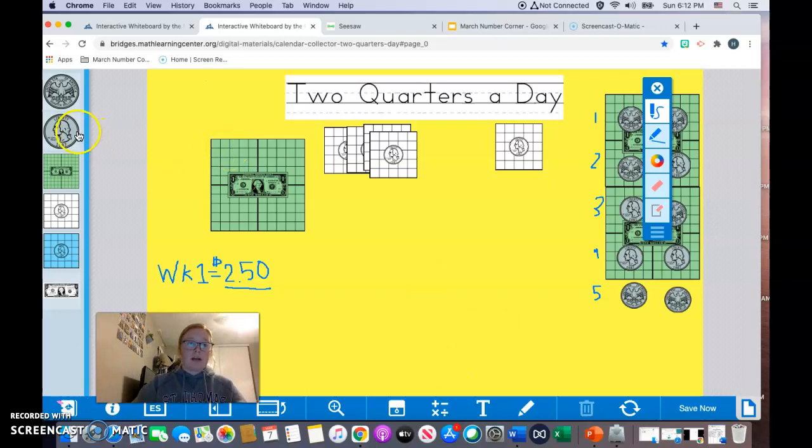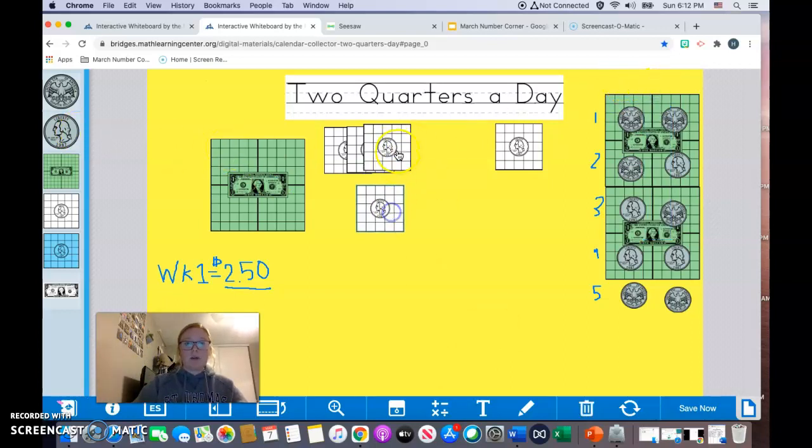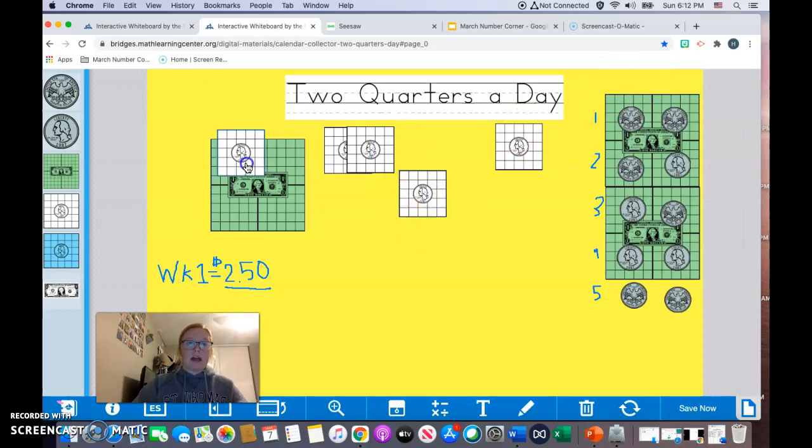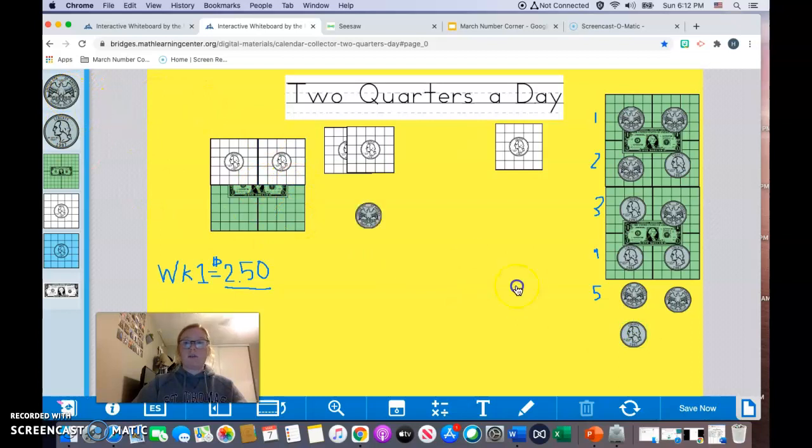So I'm going to take these 2 quarters here, right? Because we use these to help fill in our dollar. And I'm going to add 1, 2. Ooh. Did we completely fill $1? Not over here. But if I add 2 quarters to our side over here, do I have 1, 2, 3, 4 quarters together? I do, boys and girls.